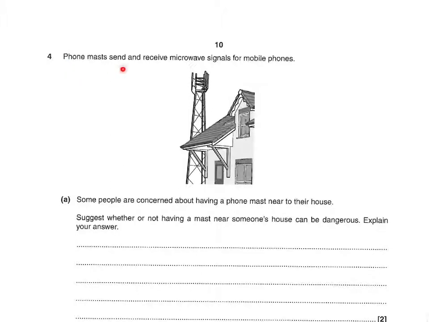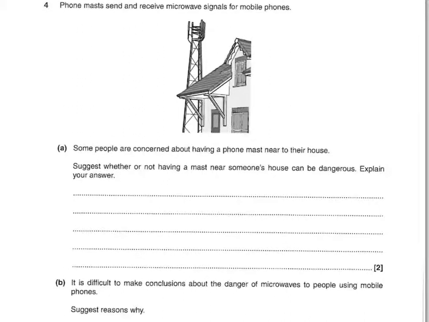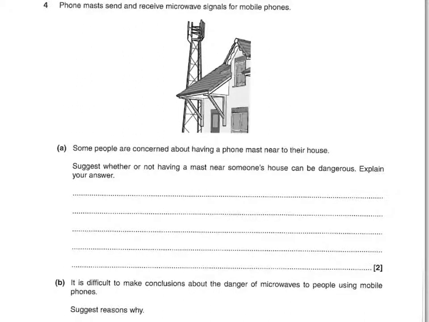So it says, phone masts send and receive microwave signals for mobile phones. Some people are concerned about having a mobile phone mast near to their house. Suggest whether or not having a mast near someone's house can be dangerous and explain your answer. So you can either talk about there being a danger, or you can talk about there not being a danger.